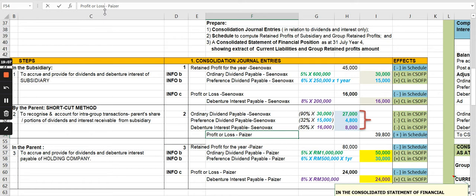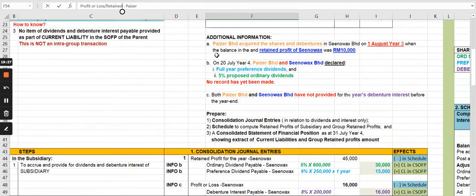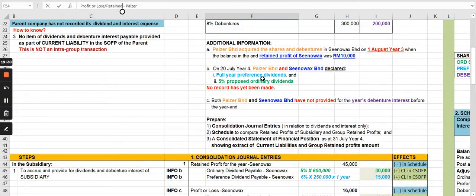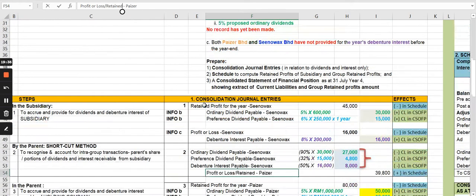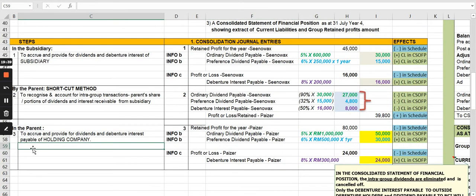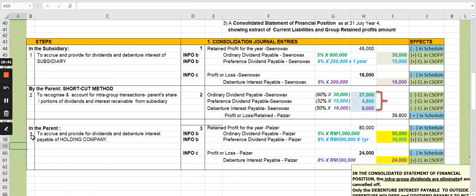So you can either put here profit or loss, or you can put retained profit, because when you make adjustment, it is to the retained profit, right? Next, what we will do now is to look at the one done by the parent. So if you look in the information given, the parent also declared dividend, and the parent also declared debenture interest. So that was easy. So in the parent's record here, you need to also accrue and provide for dividends and debenture interest payable by the holding company.